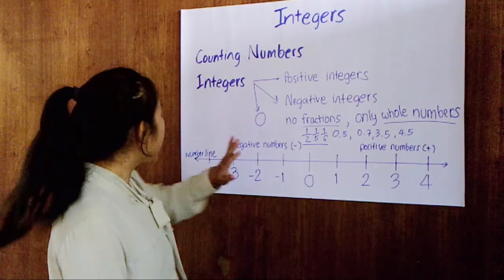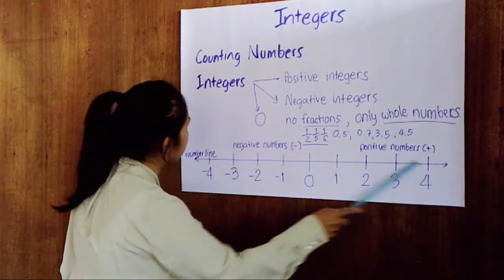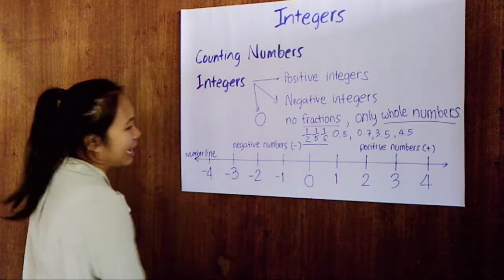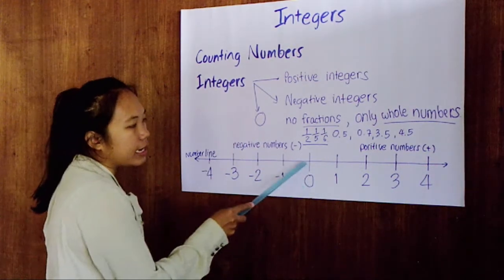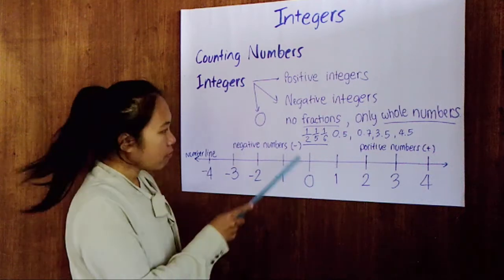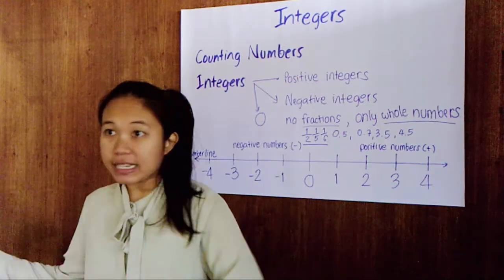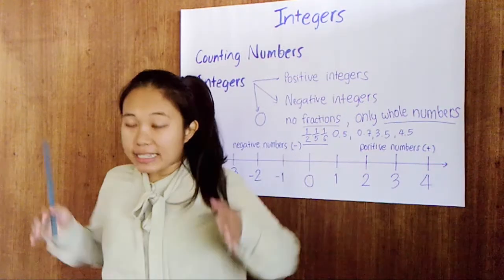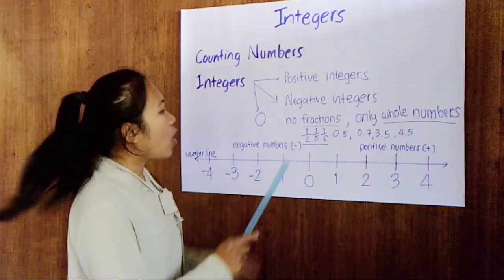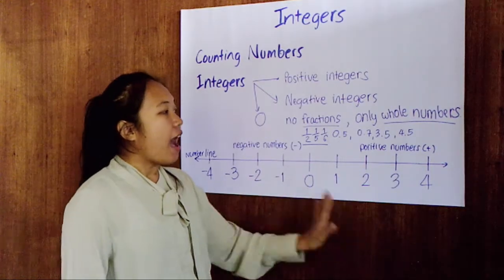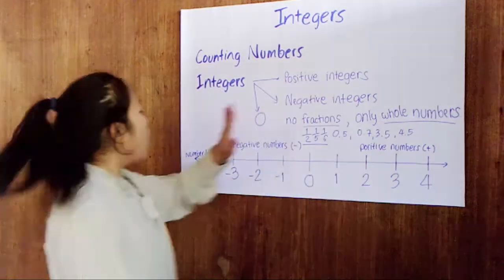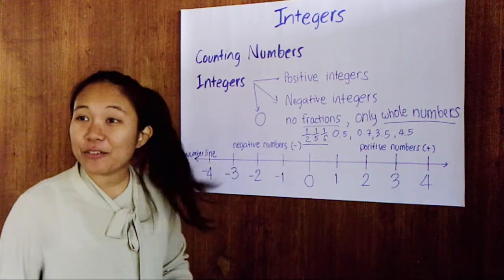So let's look at the number line. This is called the number line. The zero is in the center because it's not positive, it's not negative, it's nothing. It's in the middle, okay? So on the right of the zero are the positive numbers. On the left are the negative numbers.